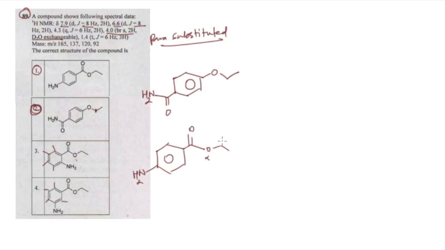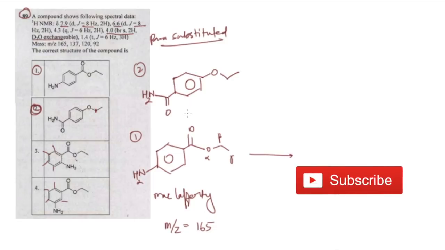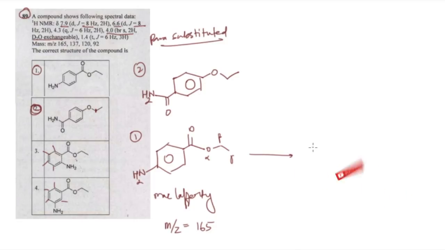This is alpha to the carbonyl group, this is beta, and this is gamma. Whereas in option number 2, the gamma proton is not there. So McLafferty rearrangement is only possible in option number 1. That will happen in option number 1, and because the overall mass of the compound is 165, after the McLafferty rearrangement you will get something like this, which will have an m/z of 137.